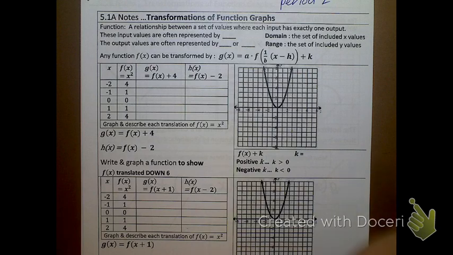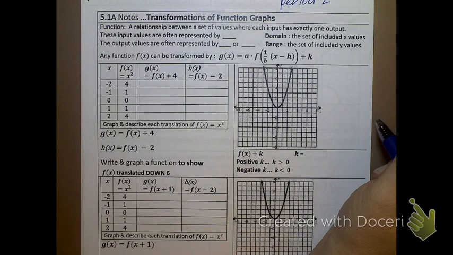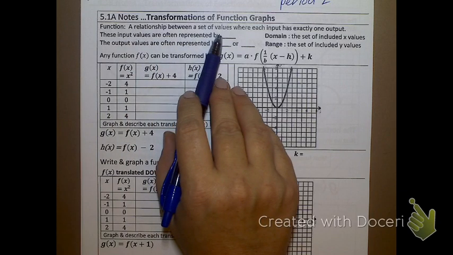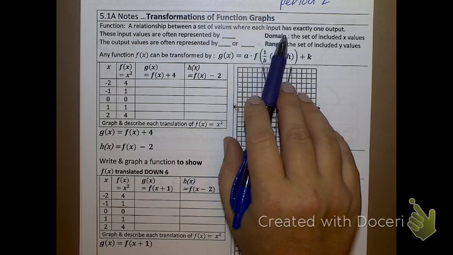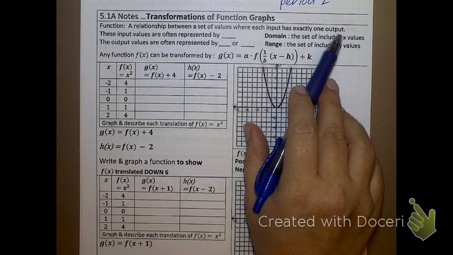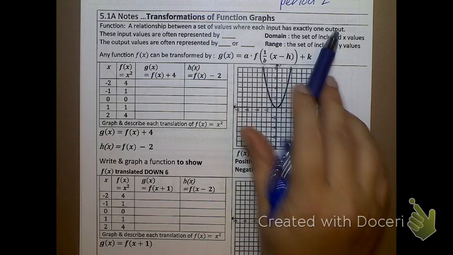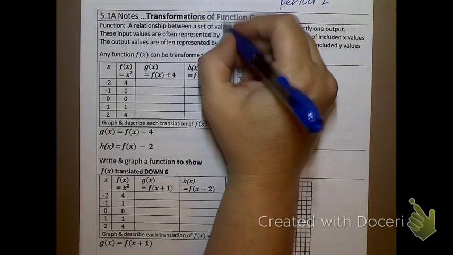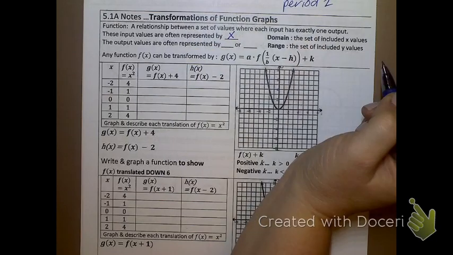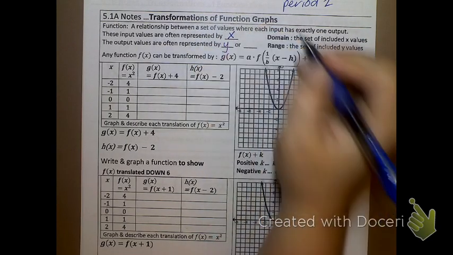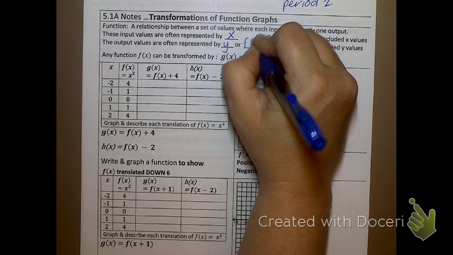All right, so we're going to move functions around. A relationship, or a function, is a relationship between a set of values where each input has exactly one output. That's best illustrated, I think, by the vertical line test that you probably dealt with a little bit last year. We'll talk about that more later. Input values are represented by x. Output values are represented by y, or more commonly, we call it f of x.